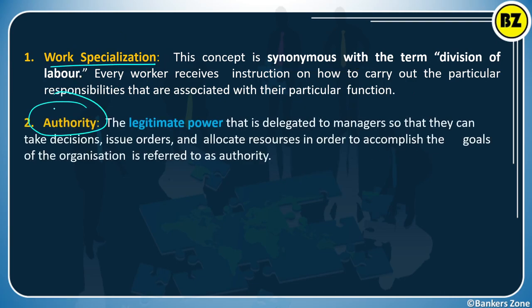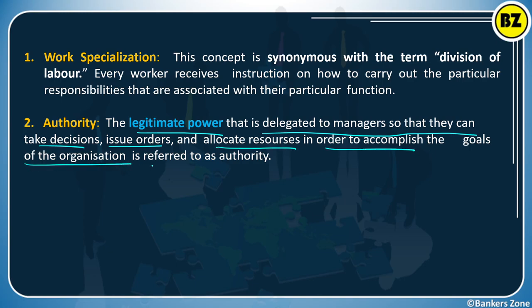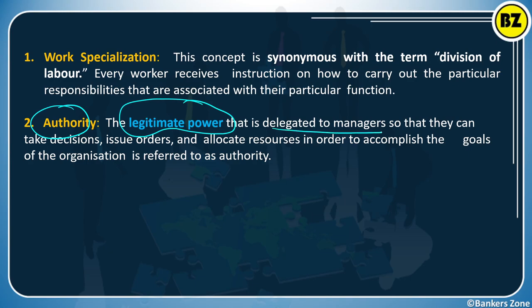Now see, authority. What is authority? The legitimate power. See, I am the authority for sanctioning the loan. So I have that legitimate, legal power. It is the legitimate power that is delegated to the manager so that they can take decisions, issue orders, and allocate resources in order to accomplish the goals of the organization. It is simply authority. Authority means you have some legitimate power that is delegated to the manager. That means the manager has the power. Not only the branch manager, but every manager in every industry, right? So middle level management should have some legal power, the legitimate power, the executive power, so that he can take decisions, and even issue orders to his subordinates, right? And he can use resources. He should be given some resources so that he will complete the assigned targets or goals. Okay, this is simply authority.